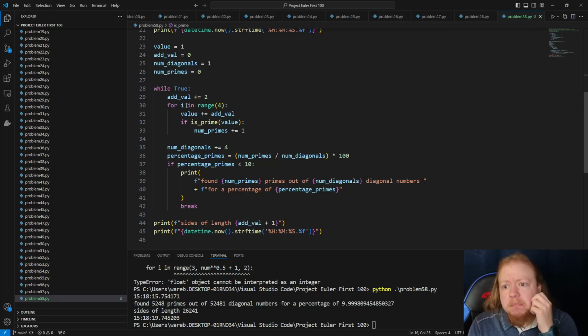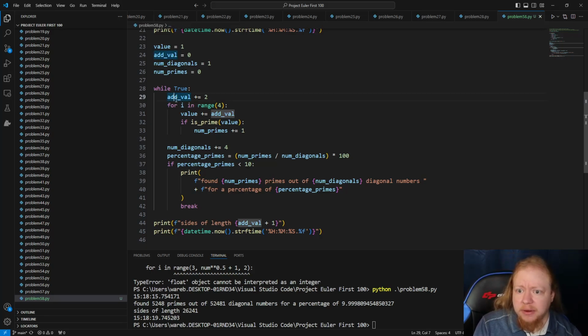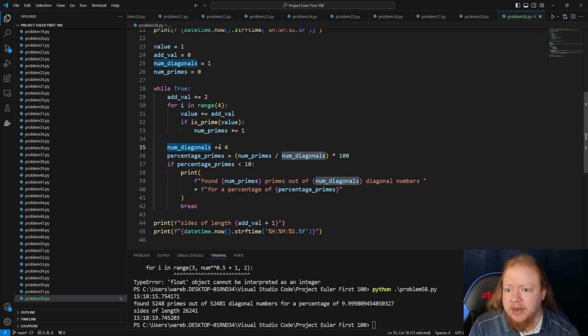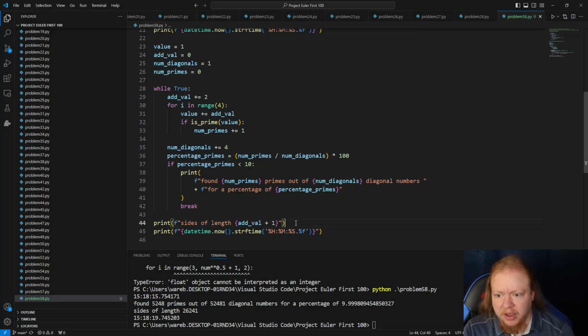And then, instead of finding every single number, we just have a value that we add to find the diagonals. Starting with 2, we keep count of how many of the numbers on the diagonal are prime. We keep count of how many diagonals there are. Every time we complete a square, we check what percentage of primes we have. When we get to under 10, we print out this statement just for information, and then we break and print out the length of those sides.